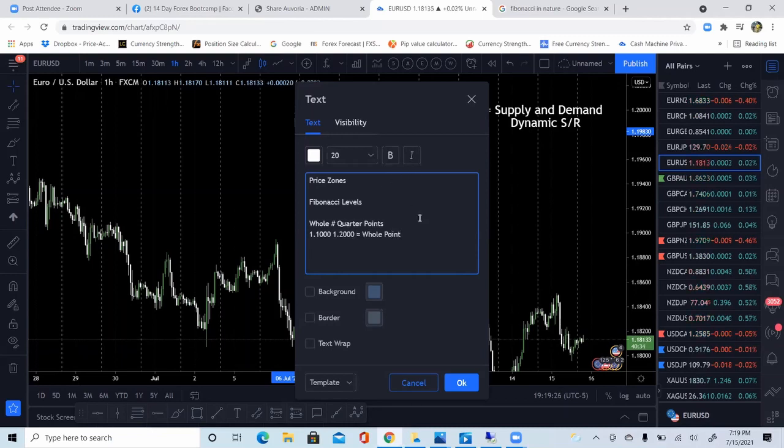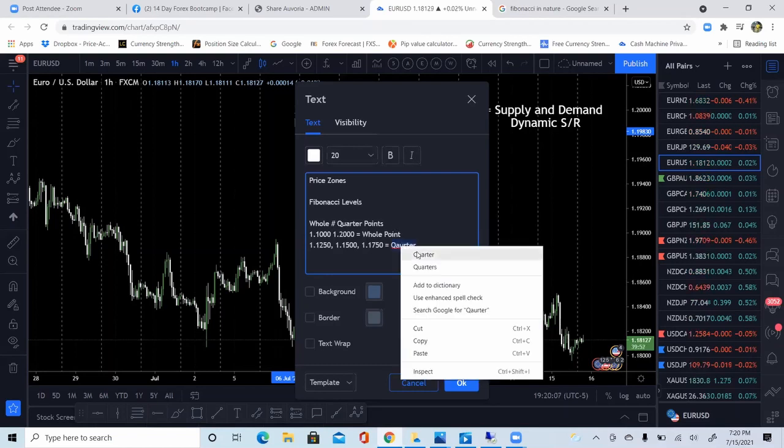Then you have your quarter points, right? So if we take the quarter points between 1.1000 and 1.2000, you would get something like this. So you would have 1.1250. Then you would have 1.1500, and then you would have 1.1750. Those would be quarter points. These are numbers that are used on a high scale, on the institutional scale.